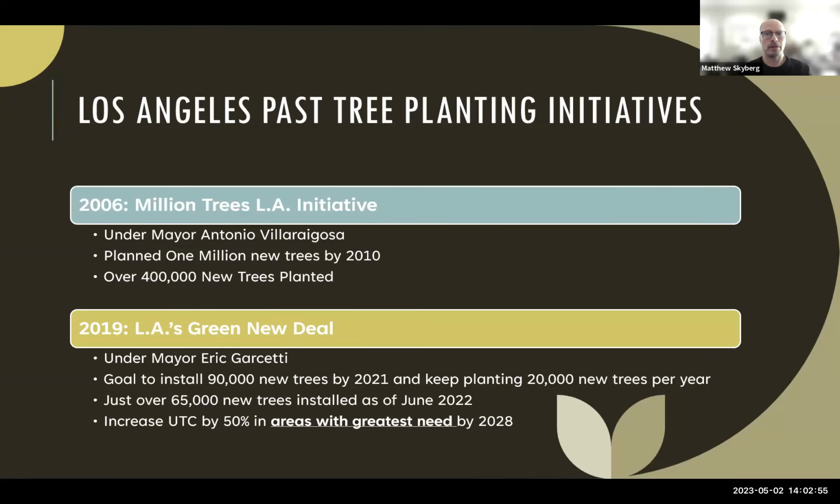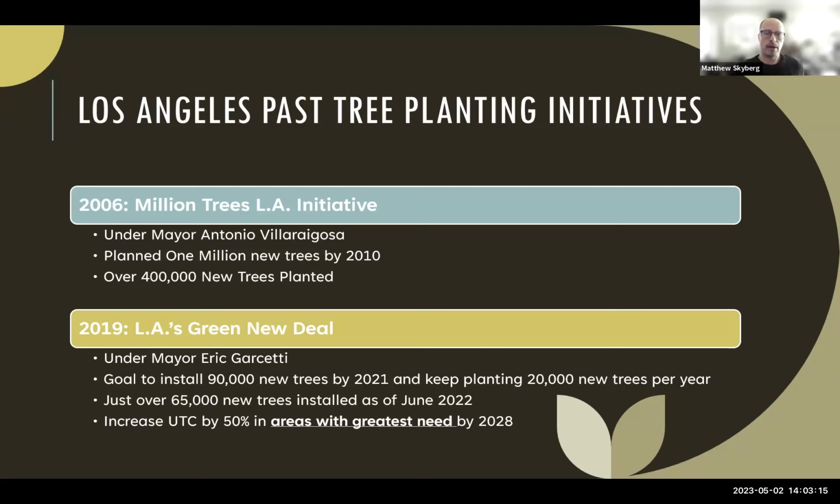Los Angeles has embarked on 2 ambitious tree planting campaigns under the 2 previous mayors. In 2006, the Million Trees LA initiative was started under Mayor Villaraigosa. They hoped to plant 1 million trees by 2010, which wasn't realized, but they did end up planting over 400,000 new trees in his term.